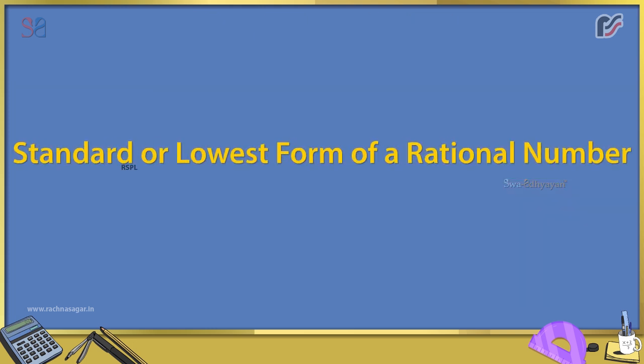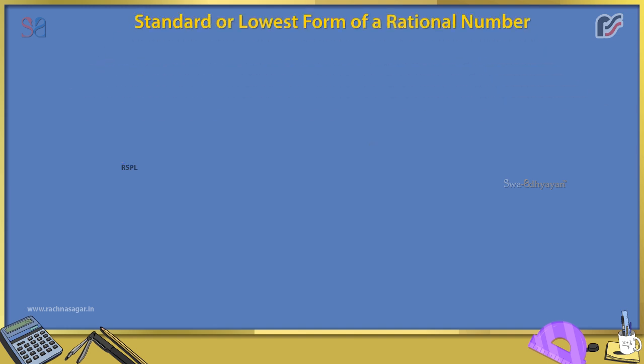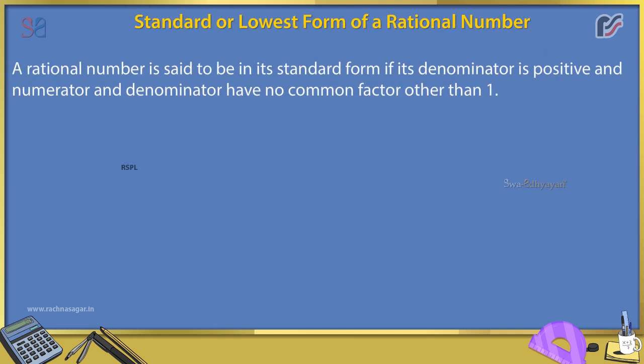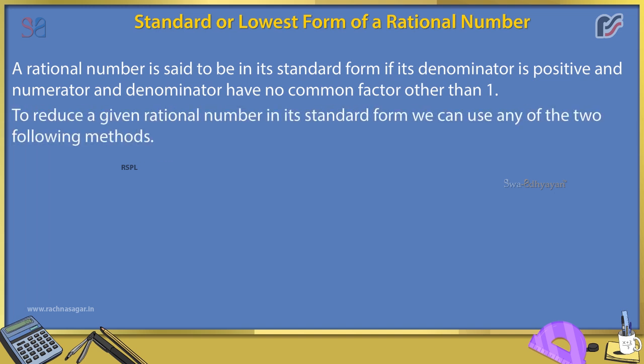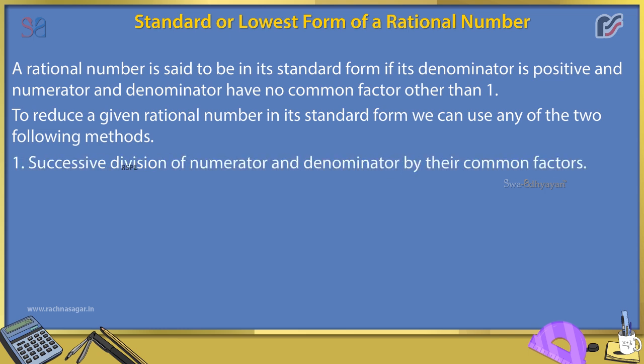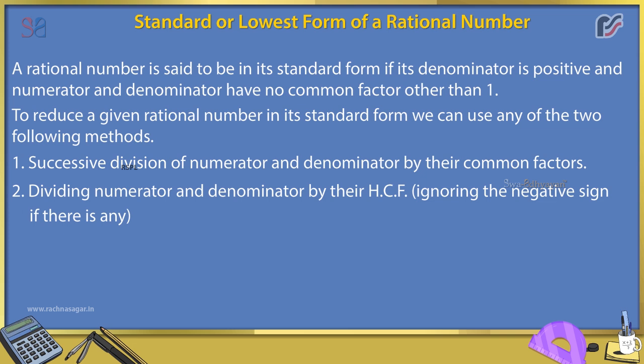Standard or lowest form of a rational number. A rational number is said to be in its standard form if its denominator is positive and numerator and denominator have no common factor other than 1. To reduce a given rational number to its standard form, we can use either of the two following methods. 1. Successive division of numerator and denominator by their common factors. 2. Dividing numerator and denominator by their HCF, ignoring the negative sign if there is any.